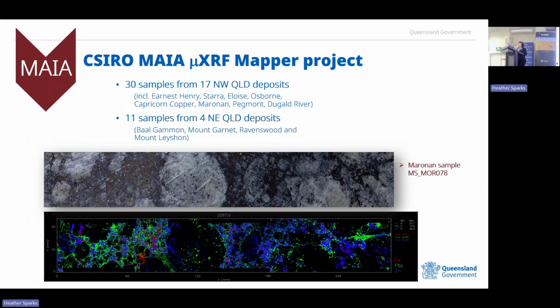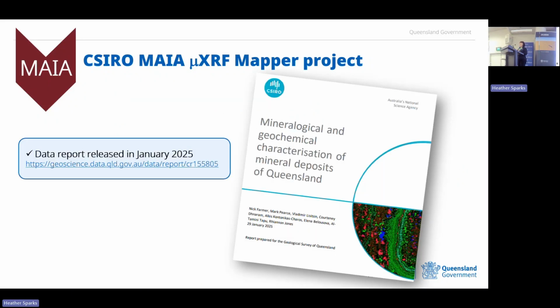Again, an example of the Maronan sample where you can see the distribution of the iron, zinc, and lead, and you can see the fine details. You can see the distribution of these individual elements, but also their paragenetic relationship. The data we collected is in collaboration with CSIRO. It's now released; we released it early this year. So if you have some deposits with this kind of mineralization, you can download this report, which is available on our open data portal.